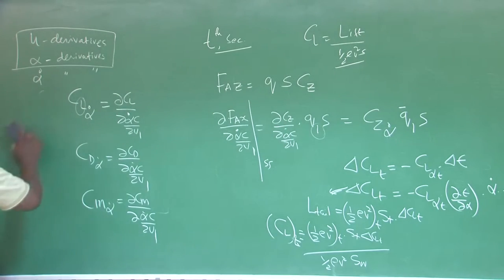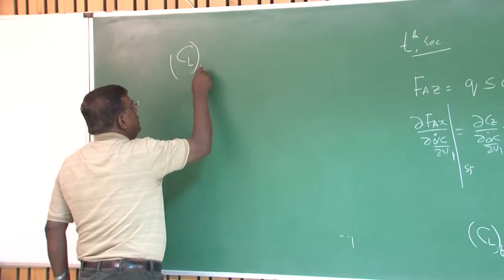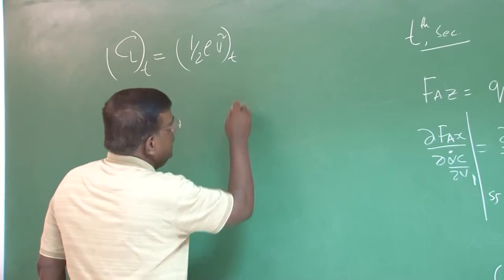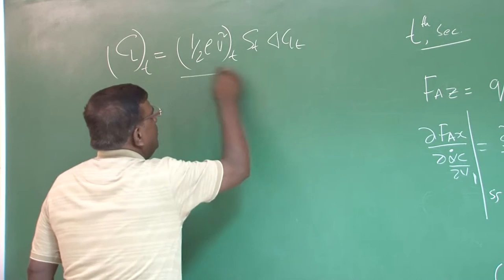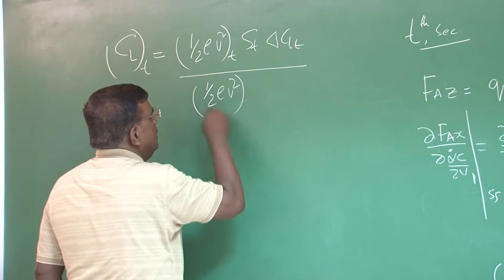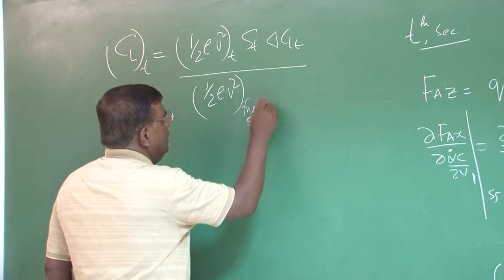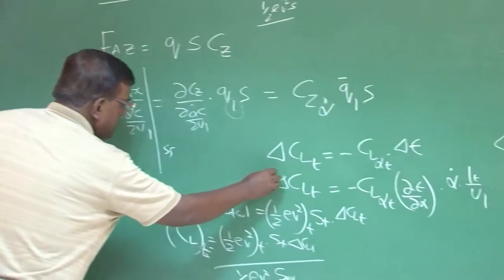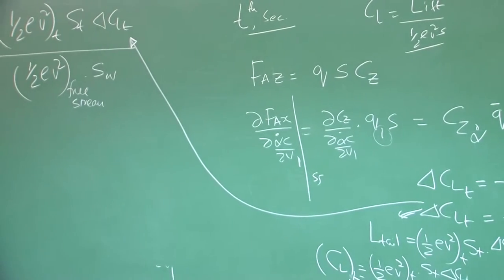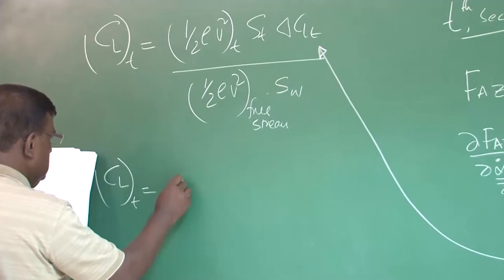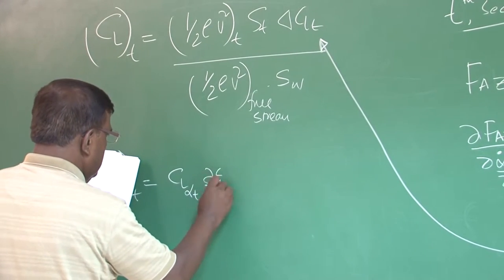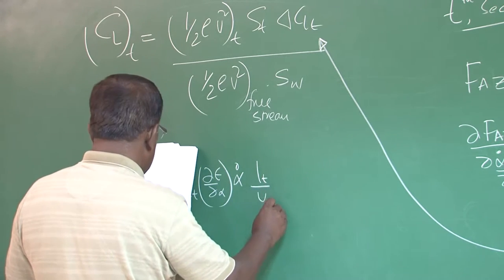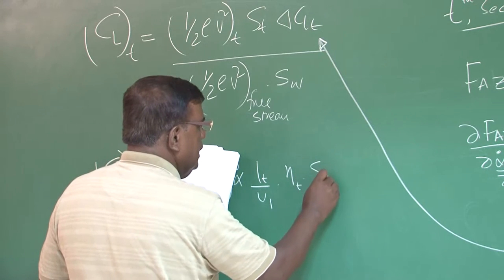Now, from here, what we do is, if I write CL because of tail, which is non-dimensionalized in the standard form, we write half rho v square tail, then S tail delta CL tail by half rho v square free stream, which is standard, into S of wing. And I substitute the expression for delta CLT from here. Then I can write CL tail as CL alpha tail into d epsilon by d alpha into alpha dot into LT by U1 into eta t into S tail by SW.